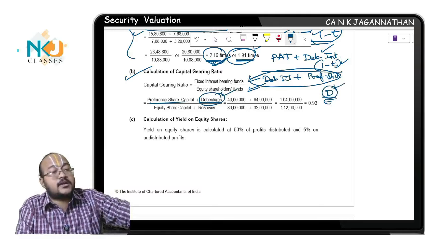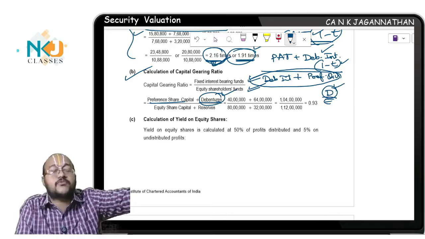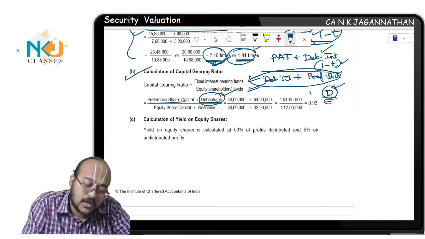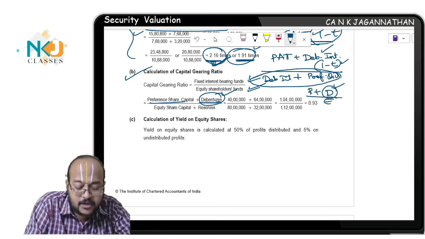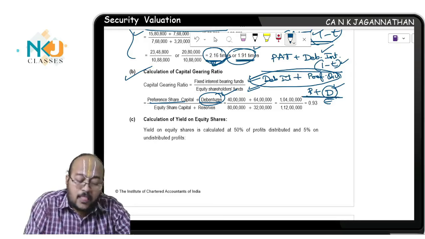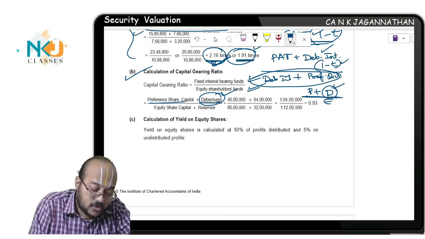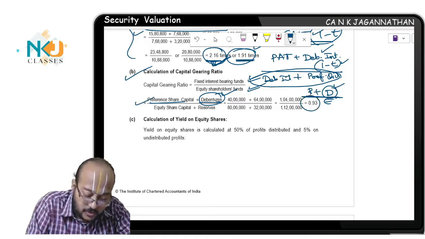Here, capital gearing ratio means they will also consider the preference dividend. They also consider preference share capital plus debenture, divided by equity. You will get the capital gearing ratio as 0.93.